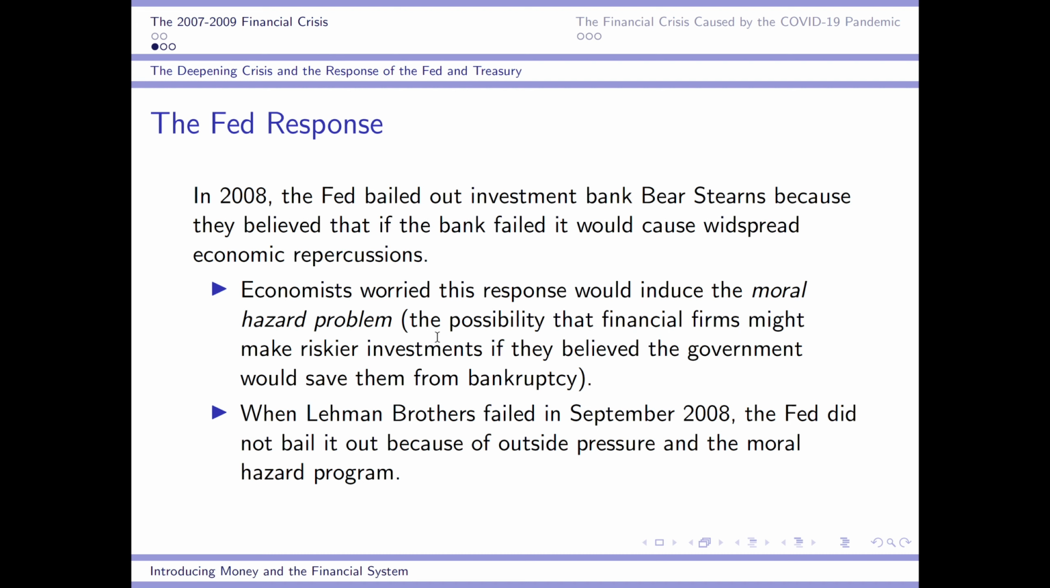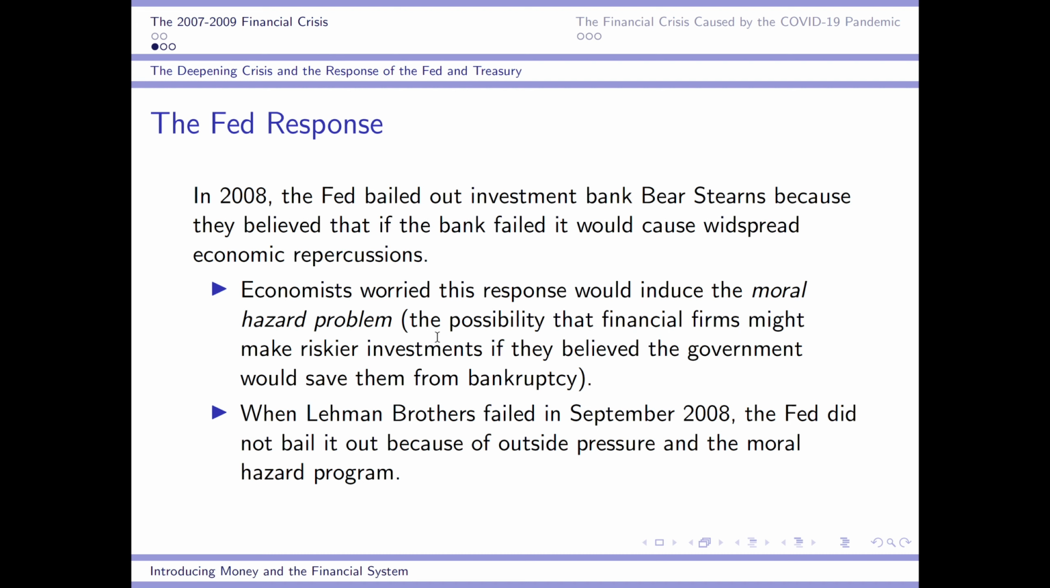But a lot of economists were extremely critical because of the moral hazard problem, which broadly says that by letting Bear Stearns get bailed out, the Fed is signaling to large investment banks that they can make risky and stupid financial decisions without fearing the consequences. And this is what the moral hazard problem is. And they feared that it would just signal to other investment banks to continue to make risky decisions.